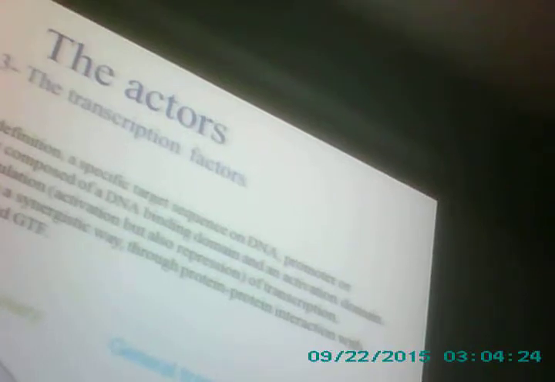Then transcription factors. Transcription factors, as I told you, by definition, bind DNA. So they always have at least one domain, a DNA binding domain, or DBD. All transcription factors have at least one, sometimes even two, DBDs. They have, most of the time, other domains, but this one is critical.